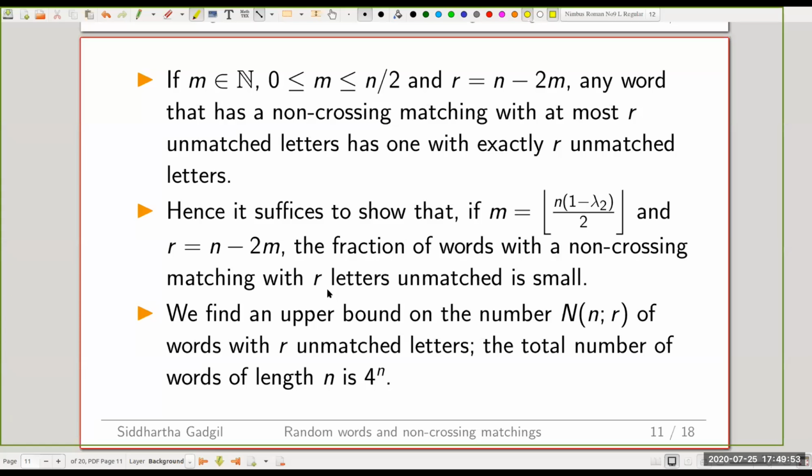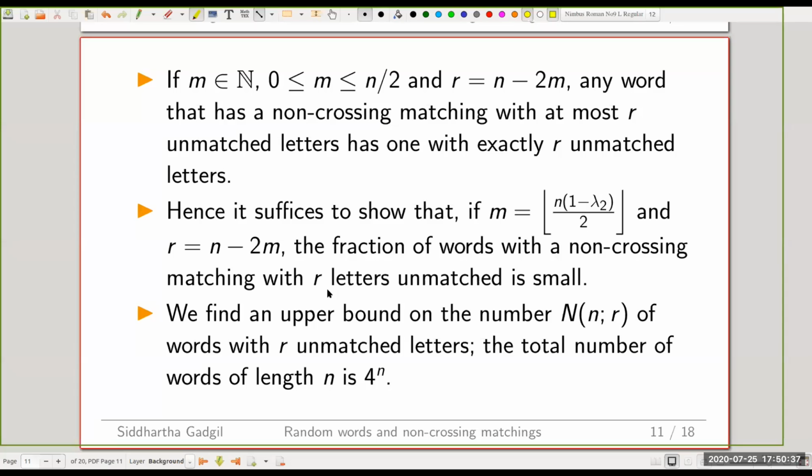So what suffices to show is that if m is the appropriate quantity, that is, almost everything is matched for some appropriate m, and r is n minus 2m, then the fraction of words with non-crossing matchings with r letters unmatched is small. Again, say n is 1,000,000 letters and r is 1,000, because my lambda 2 was 1 over 1,000. Then what you want to show is that the fraction of words with a matching with only 1,000 unmatched is small. There are not too many such words. So we'll find an upper bound on this.